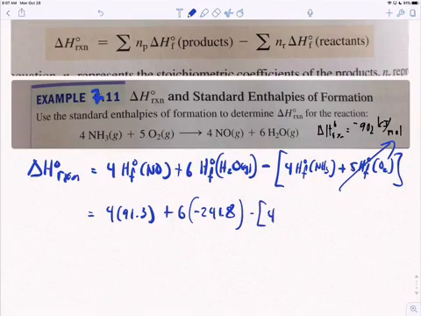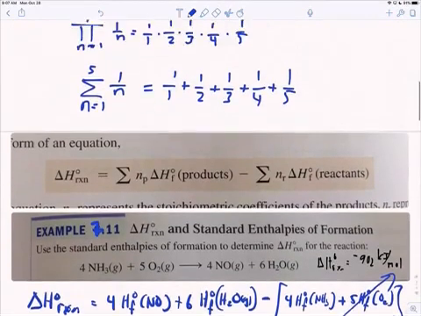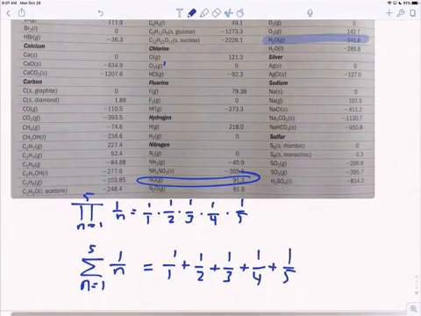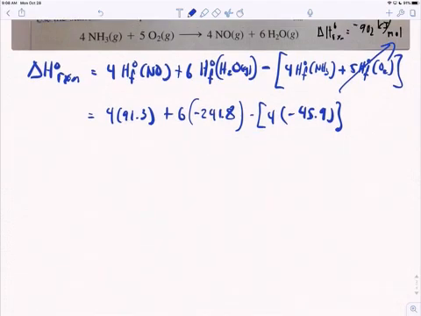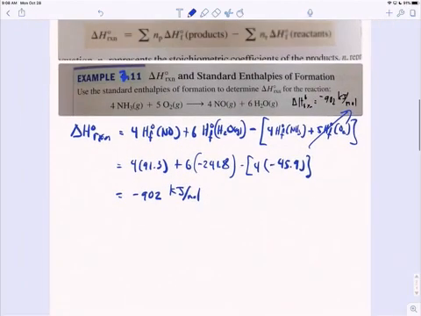Minus 4 times the heat of formation of ammonia. So it's nitrogen again, minus 45.9. And oxygen 0. So you plug it in, I already put the answer there. This is equal to minus 902, and the units are kilojoules per mole.